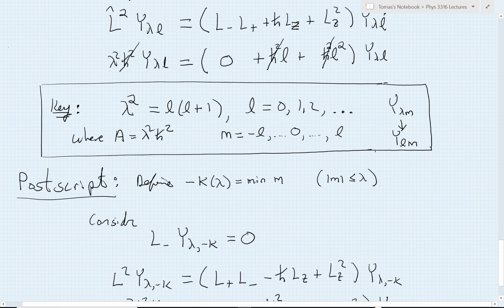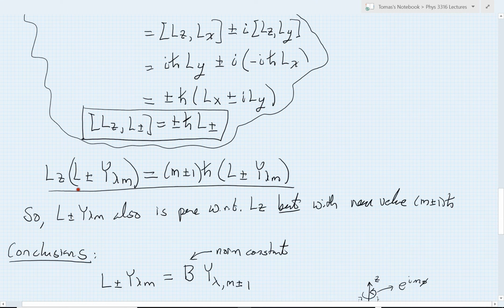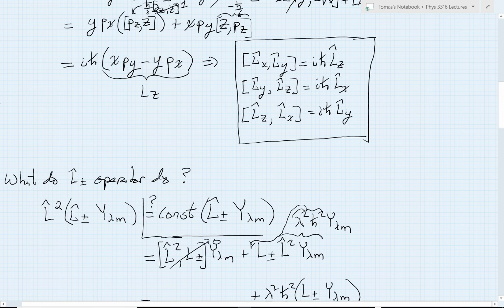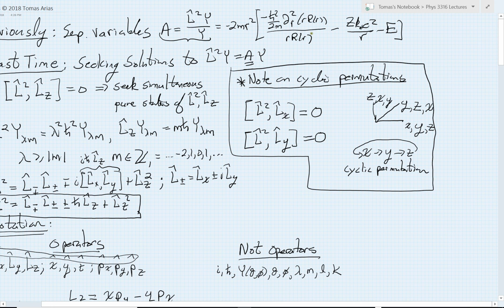And that completes our treatment of angular momentum. We are ready now to focus on the radial portions of our equation.